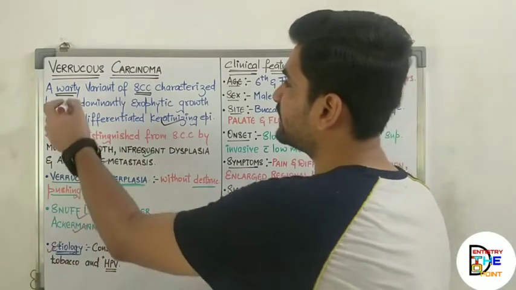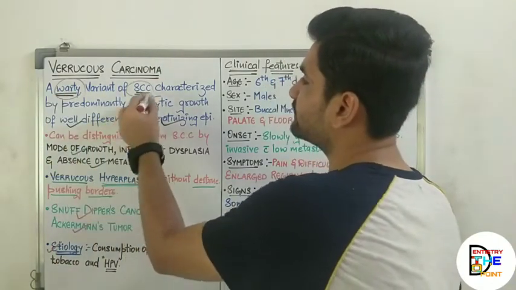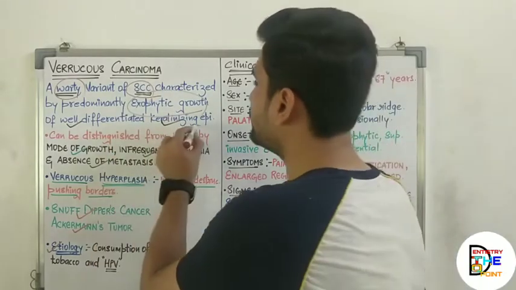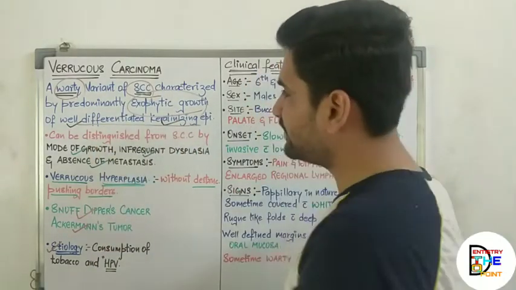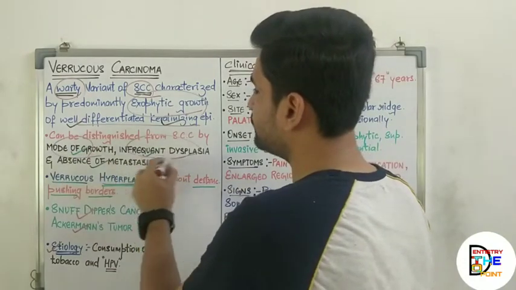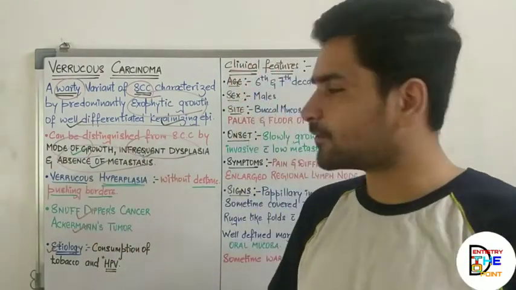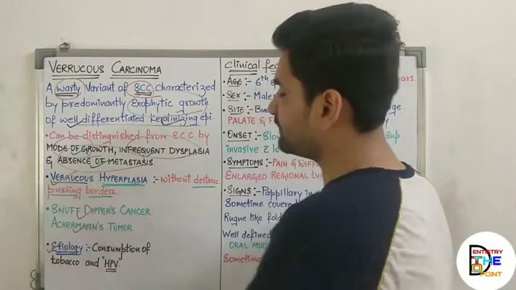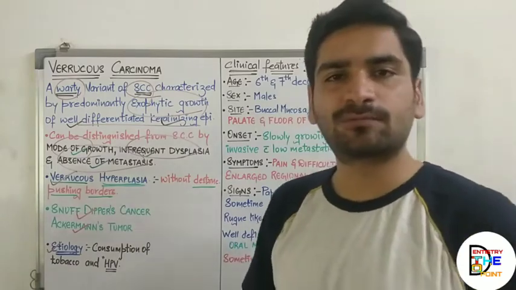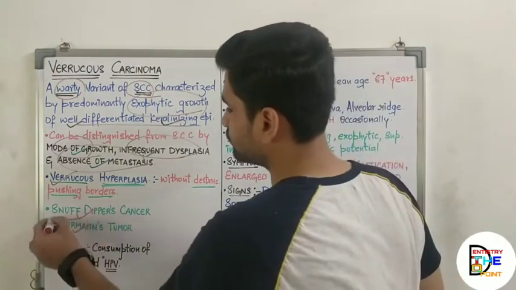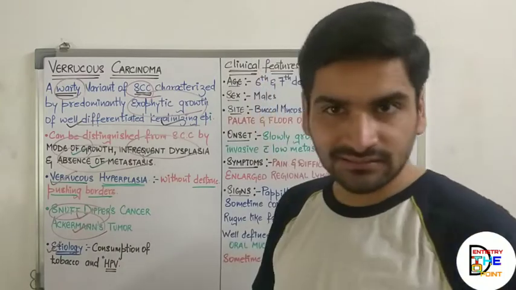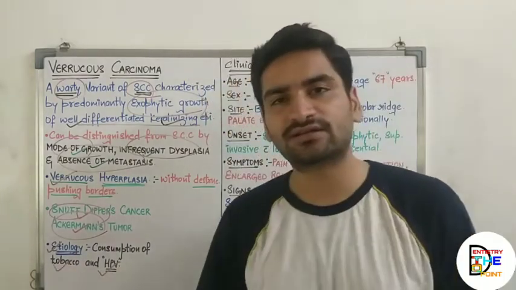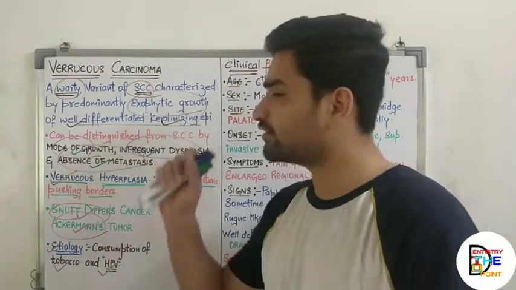Recalling everything once again, what is this? It is a warty growth. Variant of what? Squamous cell carcinoma. What will be in it? Exophytic growth of well differentiated keratinizing epithelium. Mode of growth, infrequent dysplasia and absence of metastasis, you will be able to differentiate it from squamous cell carcinoma. In verrucous hyperplasia, there will be no destructive and pushing borders. It is also known as snuff dippers cancer and Ackermann's tumor. And lastly, tobacco and human papilloma virus are considered to be the etiological factors for verrucous carcinoma.